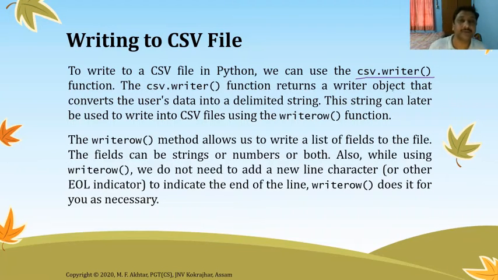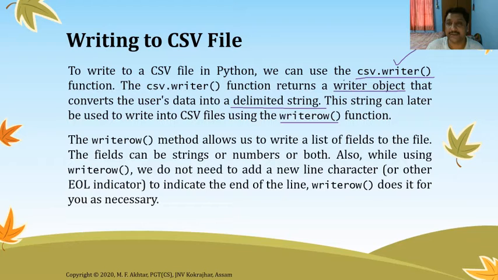This writer function returns a writer object that converts the user data into a delimited string. Delimited string means each value will be separated by comma. This string can later be used to write into CSV files using the writerow function. Using writer we have to obtain a writer object.